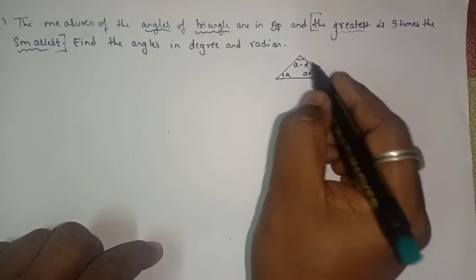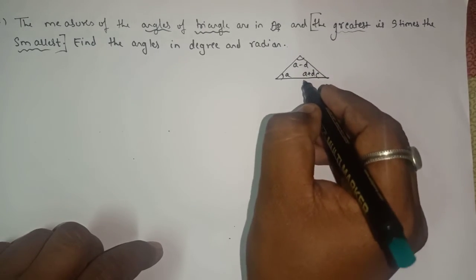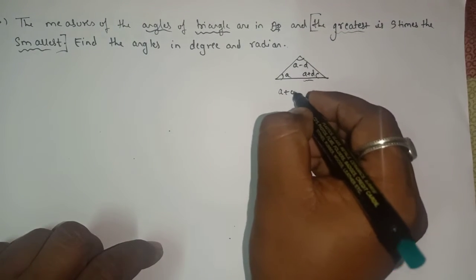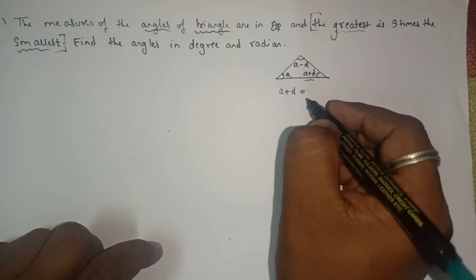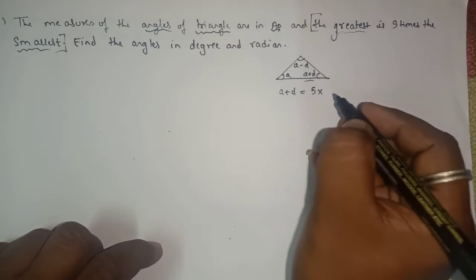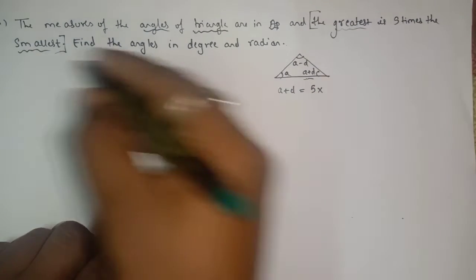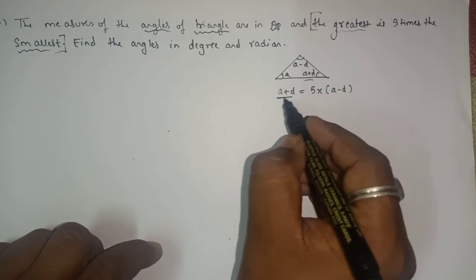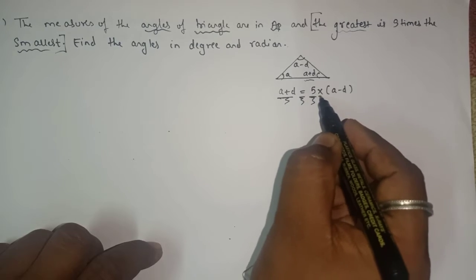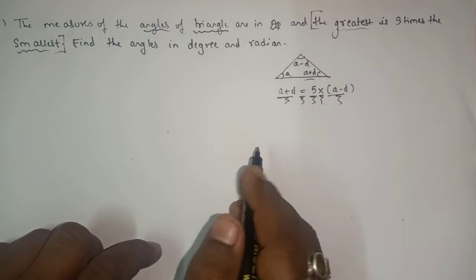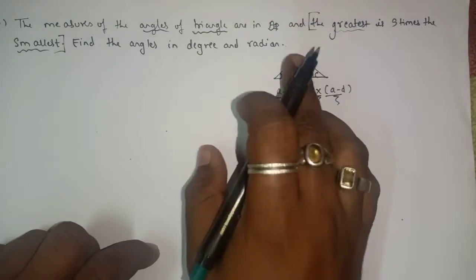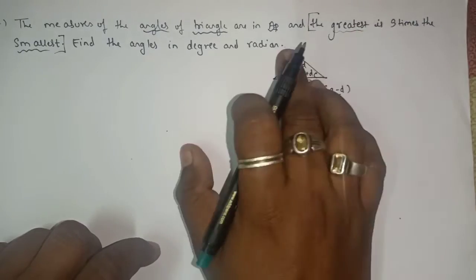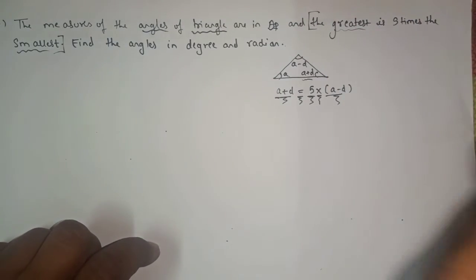So here, among these three angles, which one will be greater? Of course, a plus d. Just now I had explained. A plus d is the greatest. Is means equal to. 5 times means 5 into the smallest angle. So here the smallest angle will be a minus d. That's why I told you, you have to read and understand the meaning of each and every sentence, each and every word.